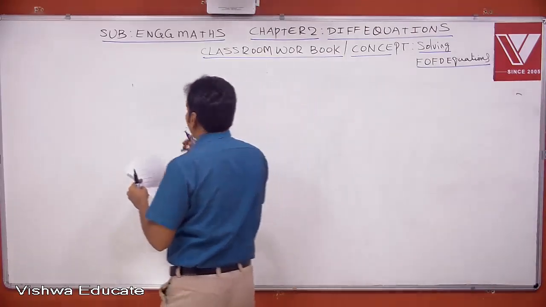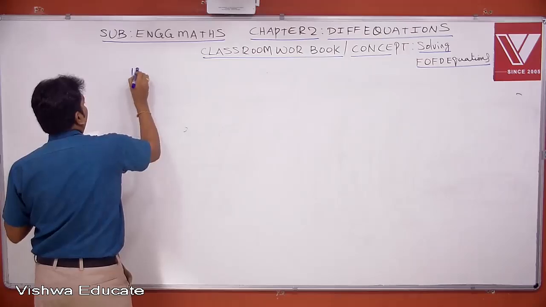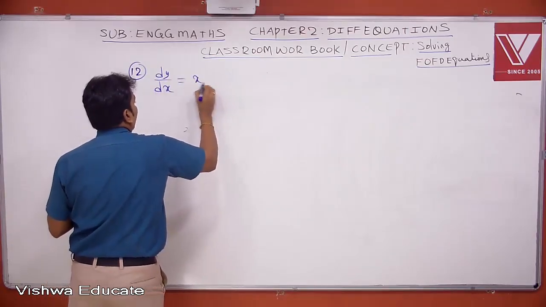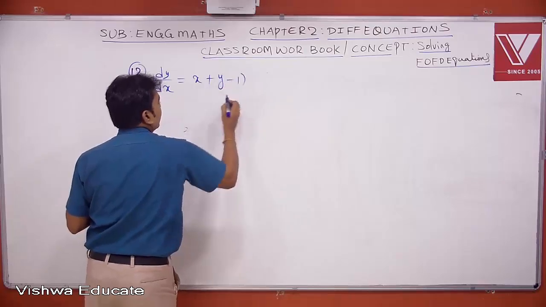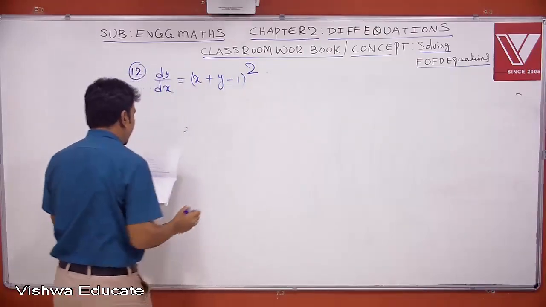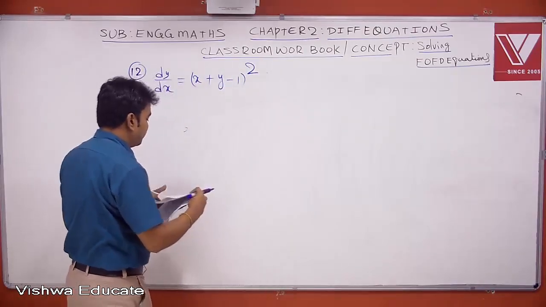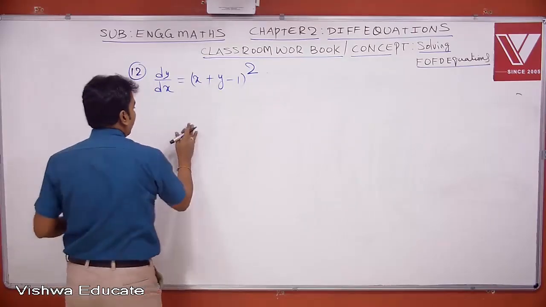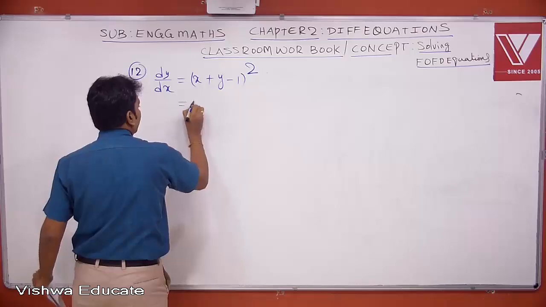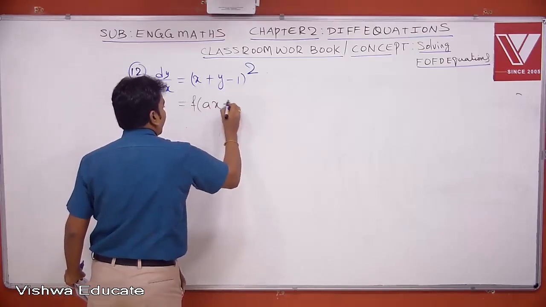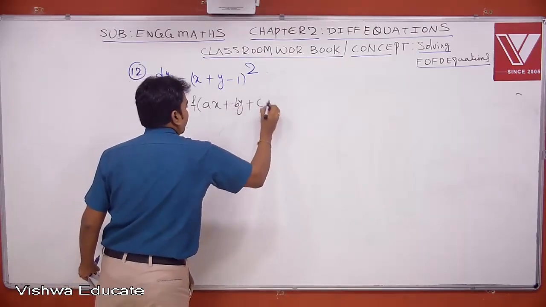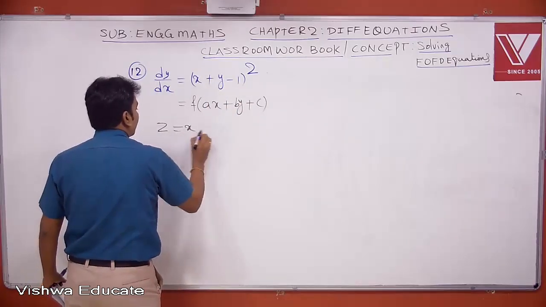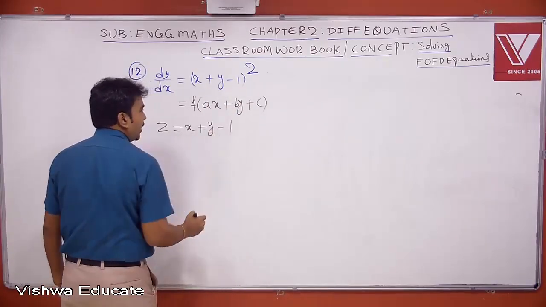So what is it? The general solution of dy by dx equal to x plus y minus 1 whole square. We need to find general solution of this problem. Now let us see. It is just like previous problem. So right side is a function of ax plus by plus c. Therefore, this must be taken as z. So what is z? x plus y minus 1.